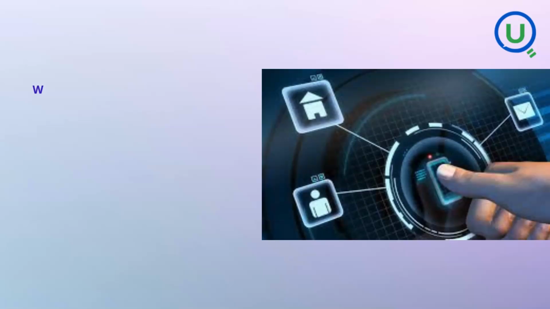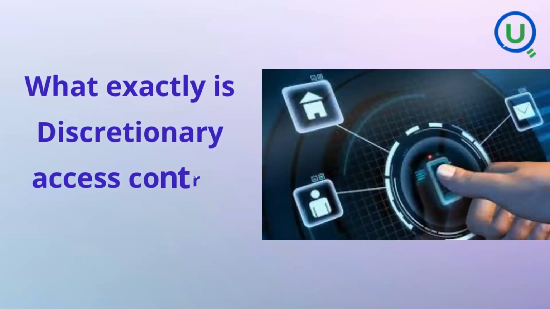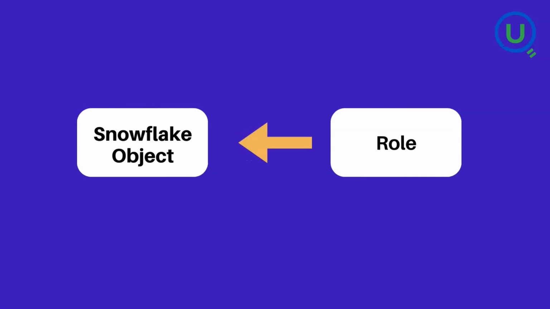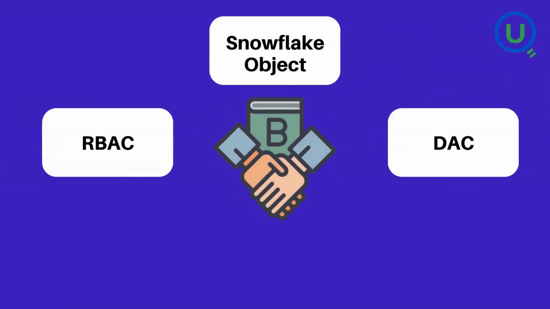And the second one, along the same lines, is discretionary access control, or DAC. Now, what exactly is this? Let's say this is a Snowflake object, and this is a role. This role has created this Snowflake object. So since this role has created the Snowflake object, it owns the Snowflake object. Now Snowflake combines RBAC along with DAC, and both of these frameworks are working in unison inside of Snowflake.